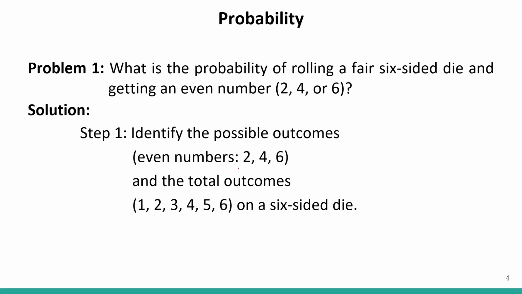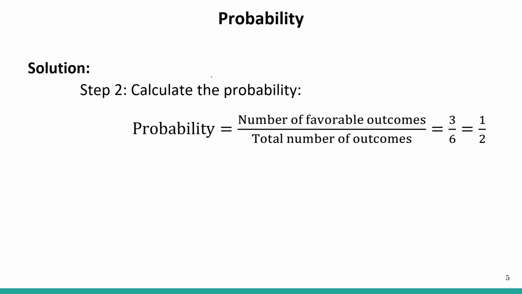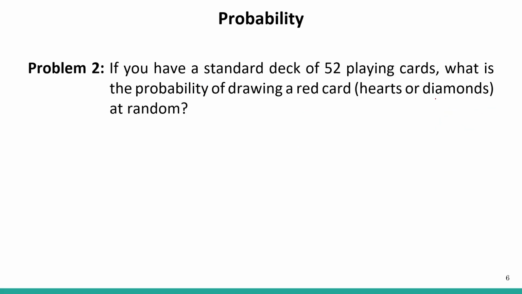We identify the possible outcomes, also called the favorable outcomes: the even numbers, 2, 4, 6, and the total outcomes, 1, 2, 3, 4, 5, 6 on a 6-sided die. The total number of outcomes is 6 and the number of favorable outcomes is 3. We calculate the probability as the number of favorable outcomes divided by the number of total outcomes, which is 3 by 6, equal to 1 by 2.